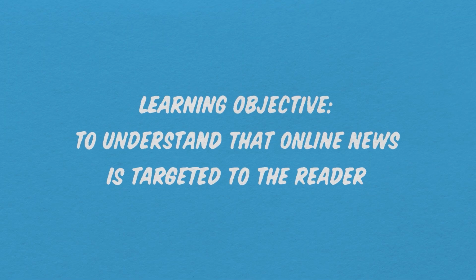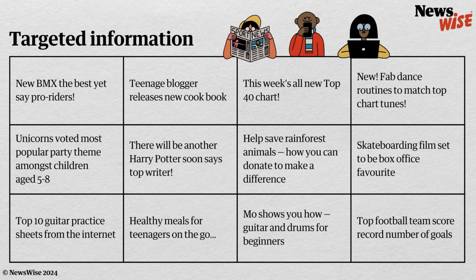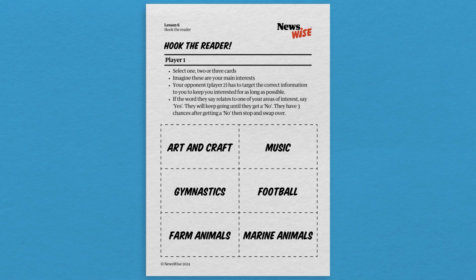This lesson uses interactive games and activities to help your pupils explore the complex subject of how information online is targeted. The targeted information resource used in the first activity can be projected, or you can print copies or share it on a platform like Google Classroom. Hook the Reader will also require some preparation.